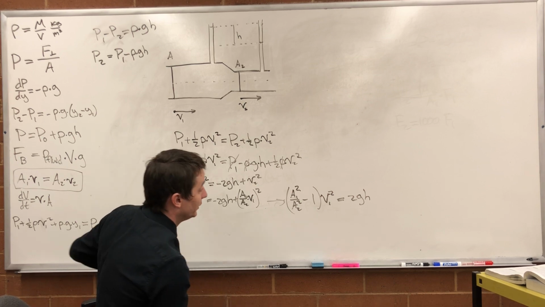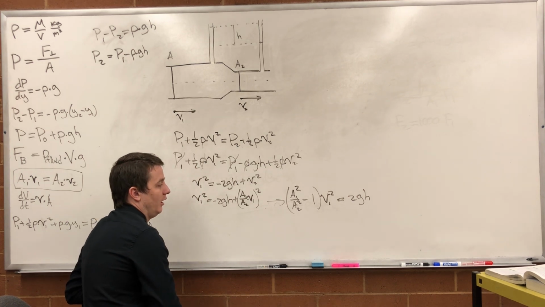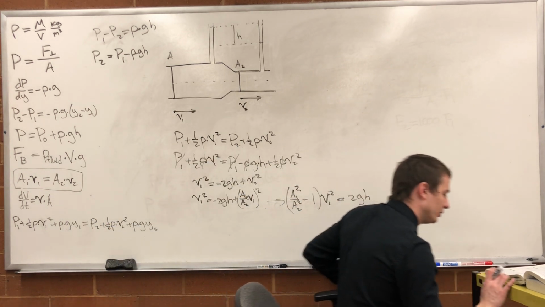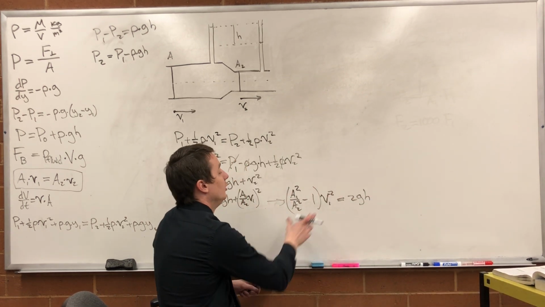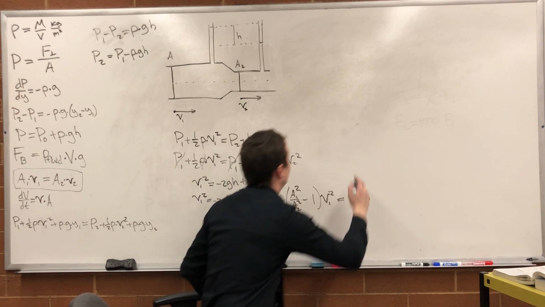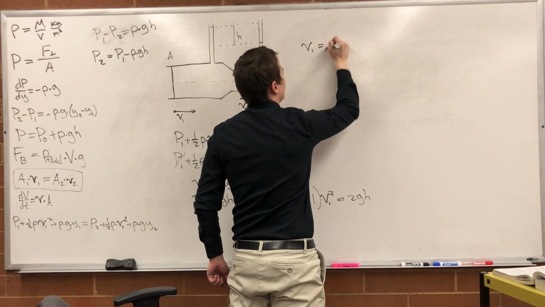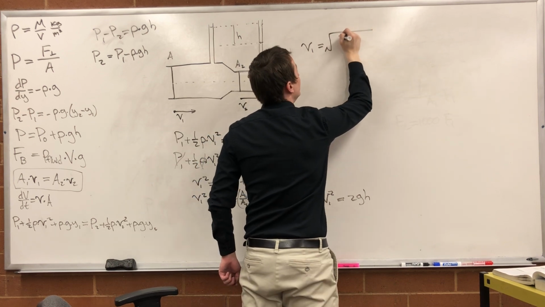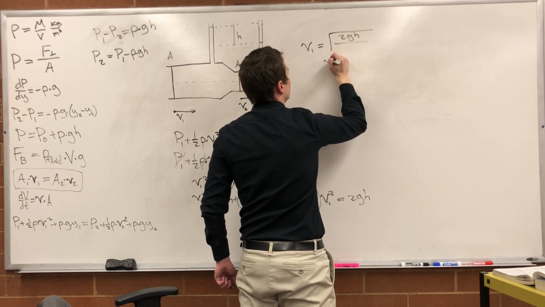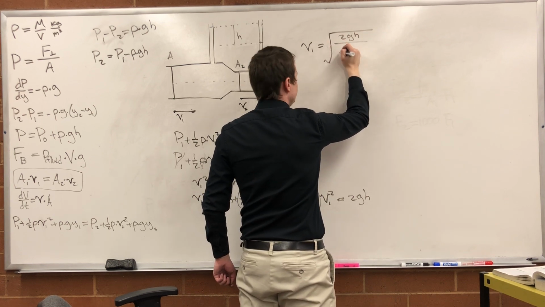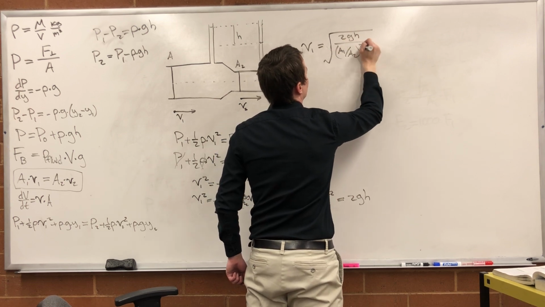Yeah. Okay. So now, we're basically done. Let me see how he writes his answer. I'm wondering if I should split up that A1, A2. No, he doesn't, so I won't bother either. So now just divide through and take the square root. So the answer he has is V1 is equal to the square root of 2gh divided by A1 over A2 squared minus 1.